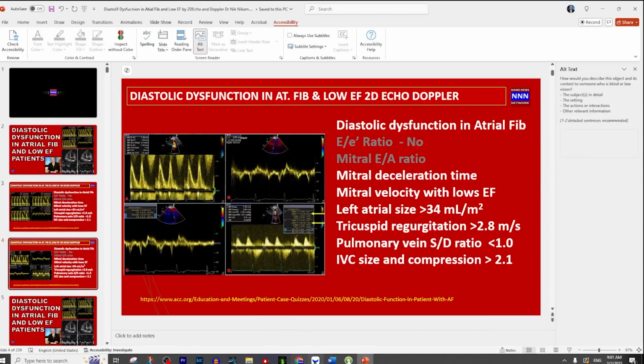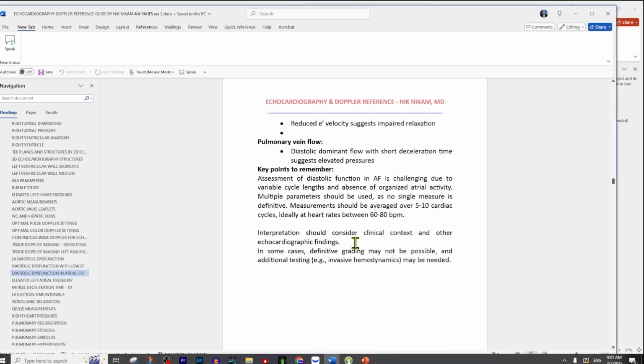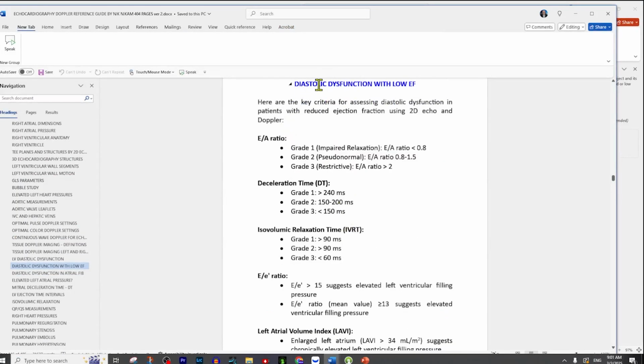Let us switch gears and look at what are some of the parameters we can look for in patients with low ejection fraction. Let's go back to my textbook here and look at the chapter on diastolic dysfunction with low ejection fraction. The first parameter is, in patients with low ejection fraction, they could be in sinus rhythm. In that case, if you have an E to A ratio of less than 0.8, it may indicate grade 1 diastolic dysfunction. And of course, same scenario as in patients with normal ejection fraction, grade 3 if the ratio is 2. Deceleration time less than 150 milliseconds suggests you have grade 3 diastolic dysfunction.